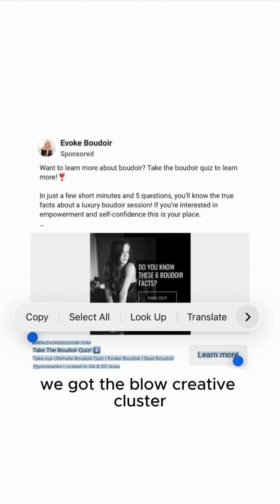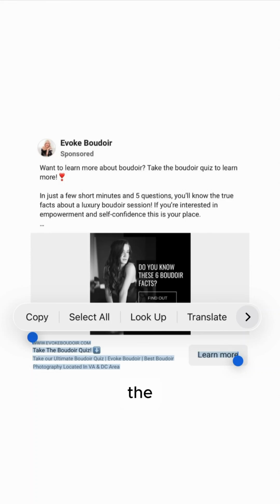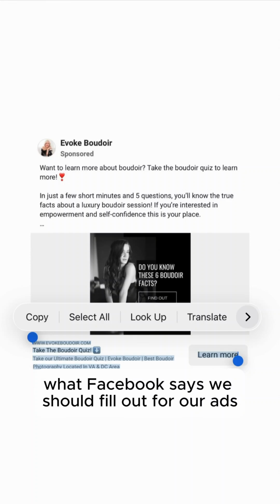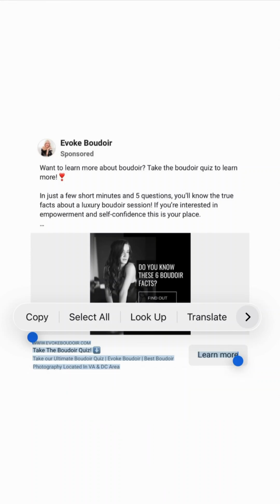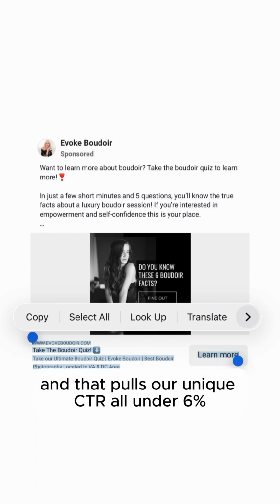So what I'm seeing here, we got the below creative cluster. The below creative cluster mistake, the false belief that causes us to make this mistake, is that we believe that what Facebook says we should fill out for our ads is what we actually should fill out, and it's best for us instead of being best for Facebook. Consequences of this, though: way more women scrolling by our Boudoir Facebook ads than necessary, and that pulls our unique CTR all under 6%.